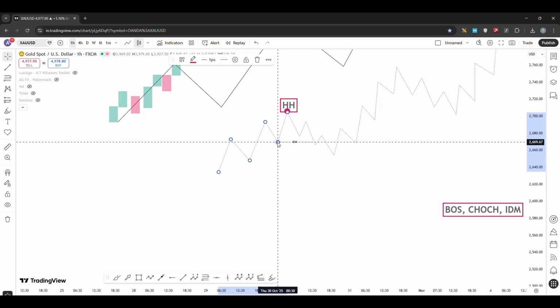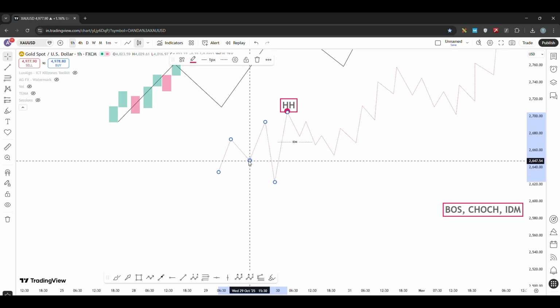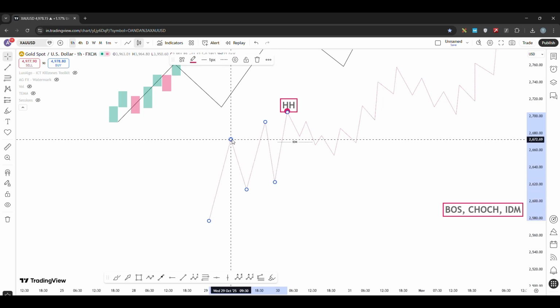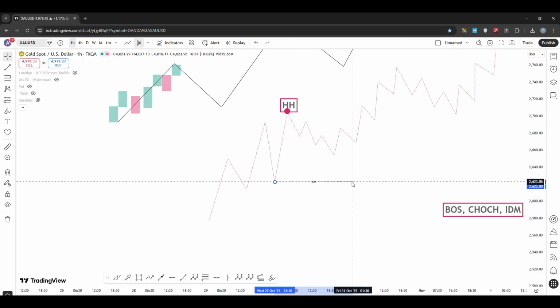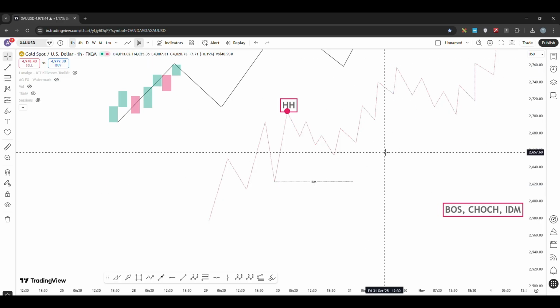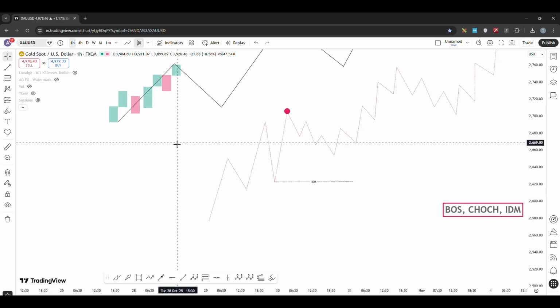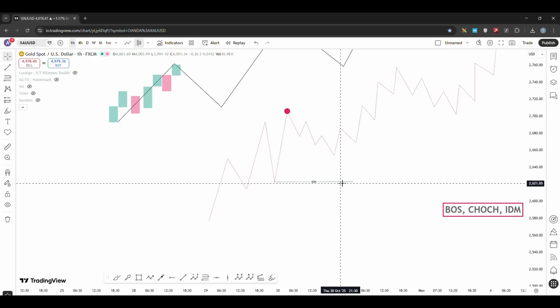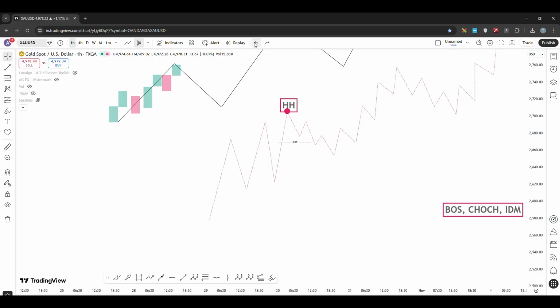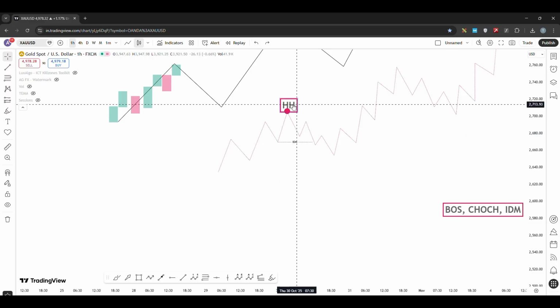Let's say the inducement level was over here and market was moving like this. Now the inducement level is over here. So did market take out this low before pushing higher? It did not. That means that this is not a higher high. So for it to be a higher high, inducement needs to happen. Only after we see inducement, we can call it a higher high.